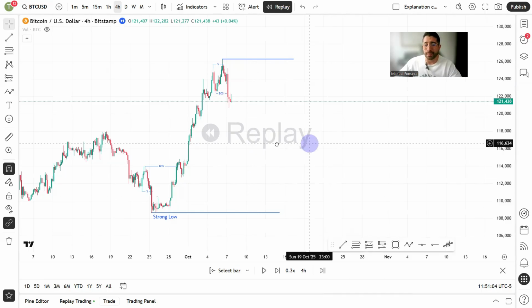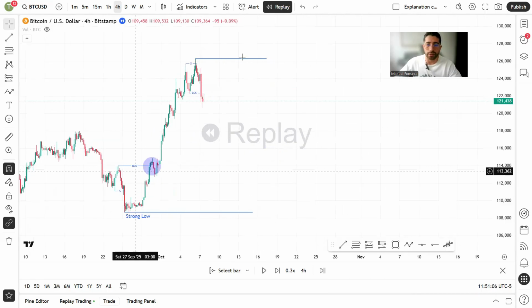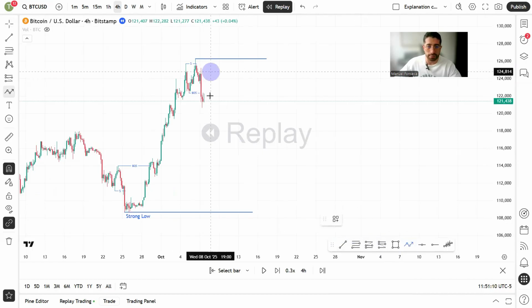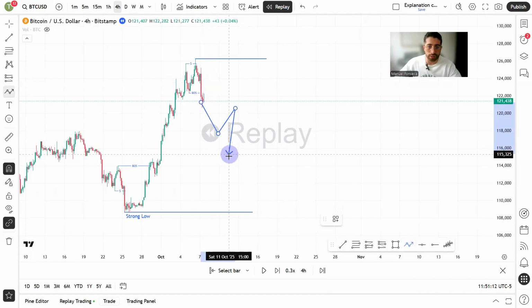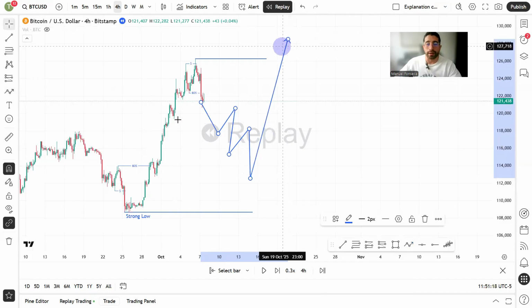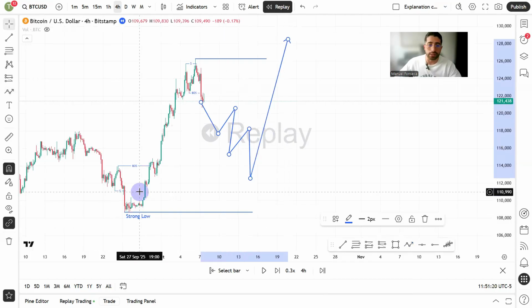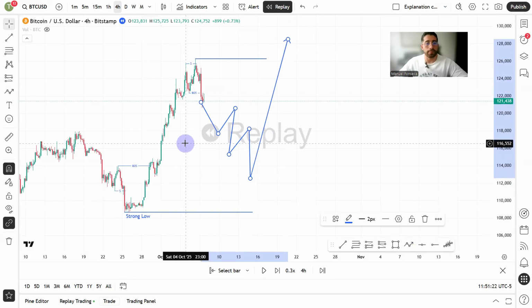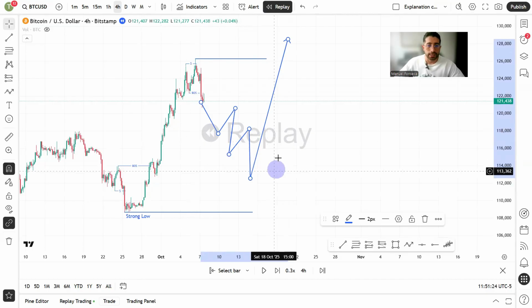All right, this is the range ending. Does it mean that the trend will change? No. The only thing it means is that the price will go to some liquidity areas here, in these lows, and then keep pushing up. Why? Because we're in a bullish trend, bullish impulse, bullish trend, correct?